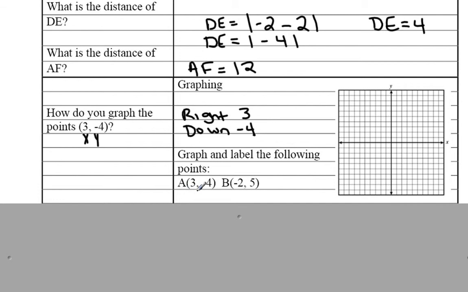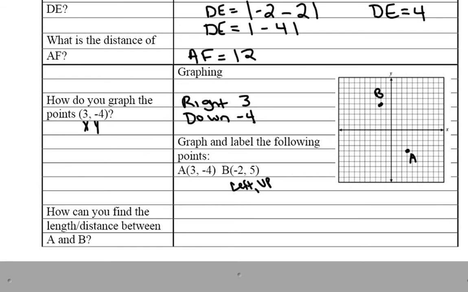A is (3, -4). So we start at the origin and go 1, 2, 3, and then down 4: 1, 2, 3, 4. So this would be A. And then B, we would go left 2, and then up 5. So left 2, 1, 2, and up 5: 1, 2, 3, 4, 5. So this would be B.